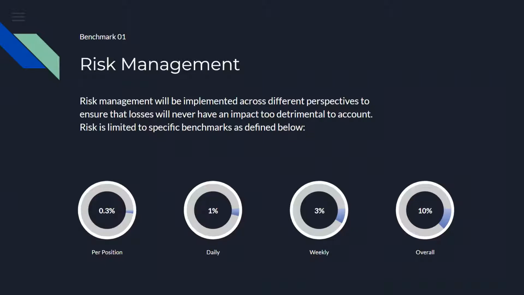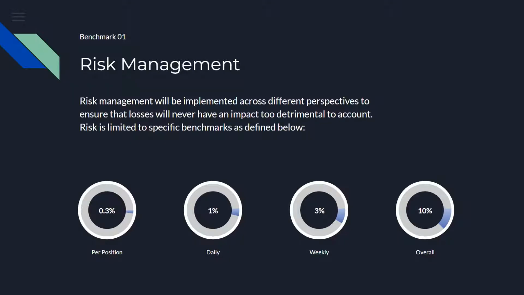You have a structure. Second part is your risk management. Remember at the start I mentioned the trading plan would either make you successful or it would help you to control your losses. This is where the risk management comes in, right? So for position, I'm risking 0.3. Daily, I'm risking 1%. Weekly, 3%. Overall, 10%. So at no point am I ever risking more than 0.3% on any position.